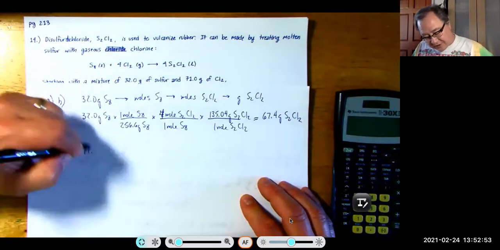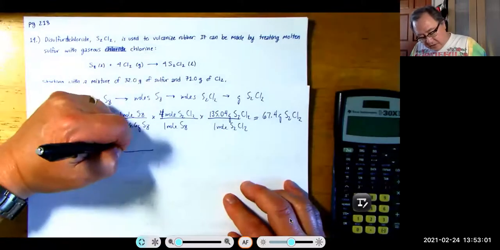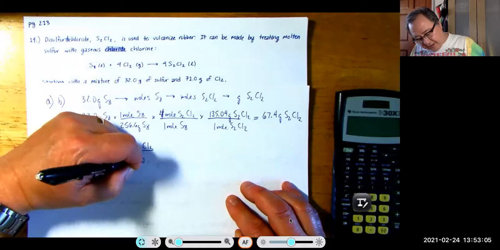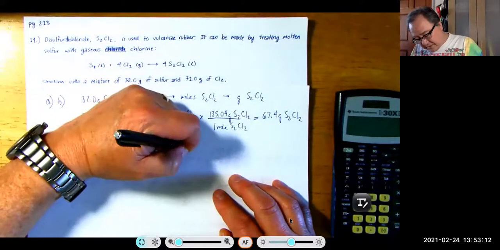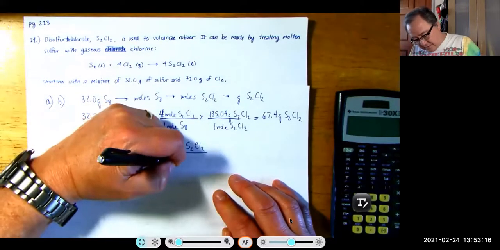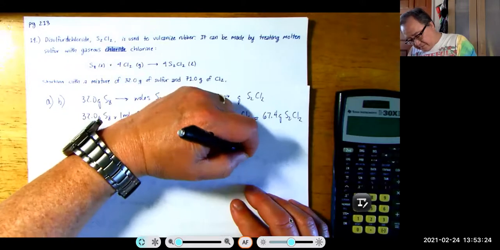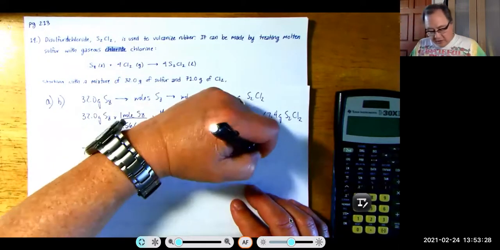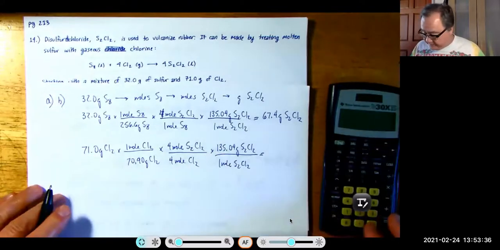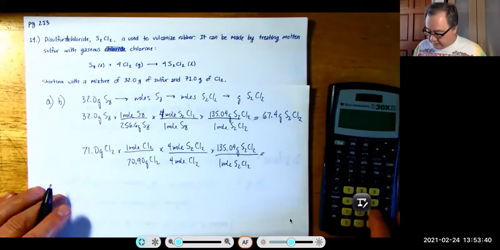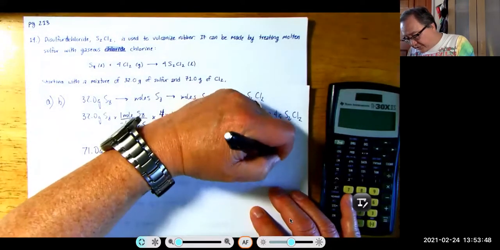Now, if we start with 71.0 grams of Cl2, we're going to convert that to moles of Cl2. There's 1 mole of Cl2 per 70.90 grams of Cl2. We're going to convert that to moles of disulfur dichloride, and then we're going to convert that to grams of disulfur dichloride. So when we multiply all of this out, you can see that this roughly goes into that 2 times. 2 times that is going to be roughly 140. And we get 135 grams of S2Cl2.